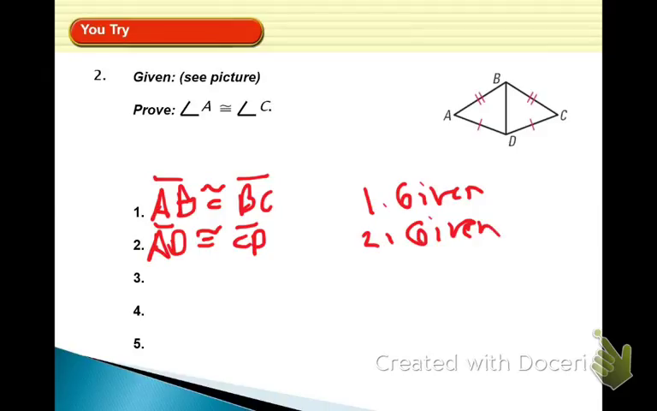What else can I mark congruent in these triangles? Yes, they're connected by a line. We mark that line congruent to itself. So BD is congruent to BD. And what's the reason for that? What do we call that? That's by reflexive.